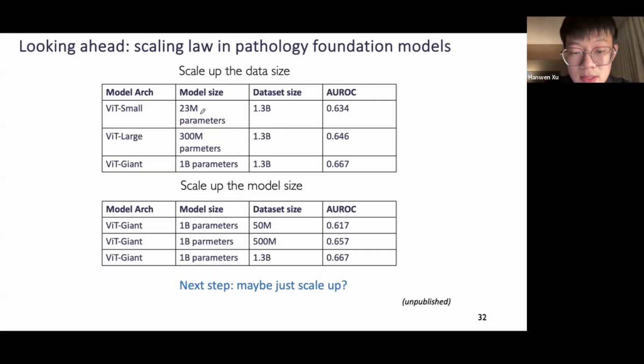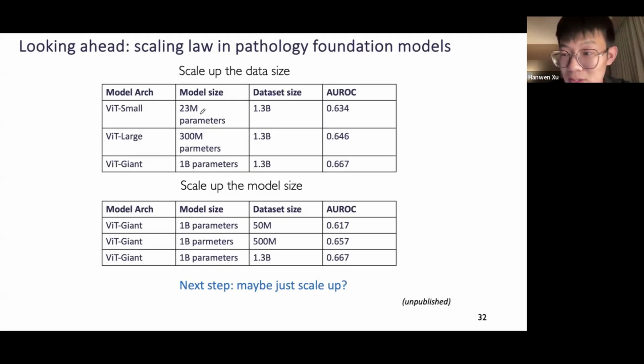Another dimension of the experiment is that we freeze the size of the model but vary the size of the data. We downsample the 1.3 billion images, which is all the pre-training data we have, to 50 million. Then we increase from 50 million to 500 million, up to the whole dataset. And we still observe that the AUROC keeps increasing from 61 to 67. So maybe in the future, we can also think about collecting more data, and then we will have a stronger model. That's just some early hints from our preliminary experiments.